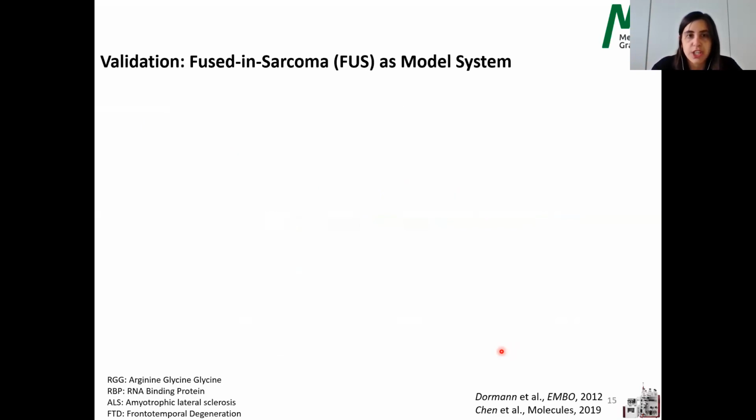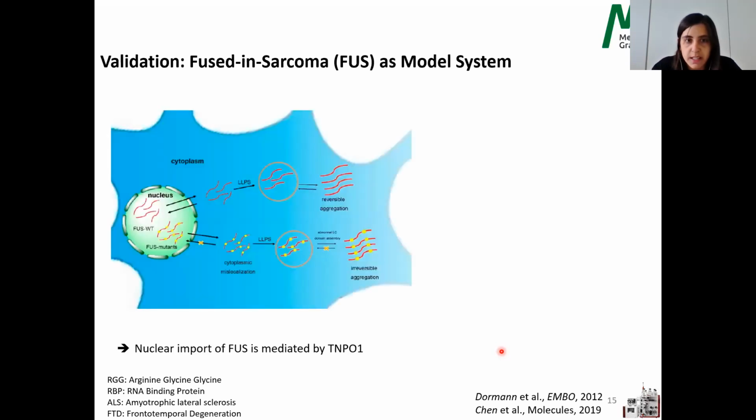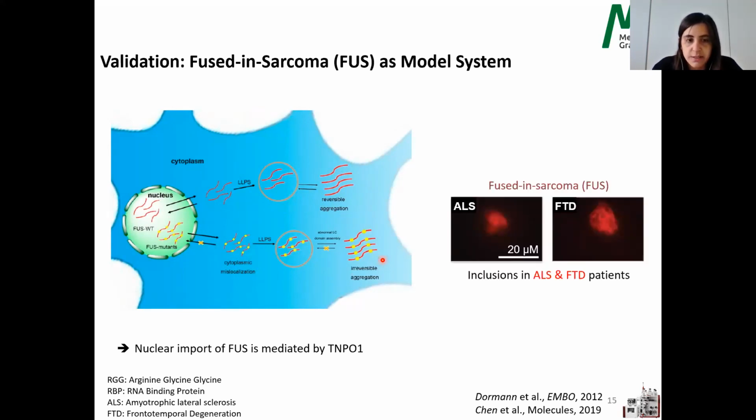To check our hypothesis in a more natural background, we chose the fused in sarcoma. The FUS protein is a model system. FUS is an RNA-binding protein and mainly localized in the nucleus. It has been shown to be involved in many biological processes like transcription, splicing, and so on. Also, it can form droplets and reversible aggregates in the cytoplasm. However, if FUS is mutated, this causes cytosolic mislocalization, and these LLPS will end up as irreversible aggregates, which are the hallmark of neurodegenerative diseases like ALS and FTD.